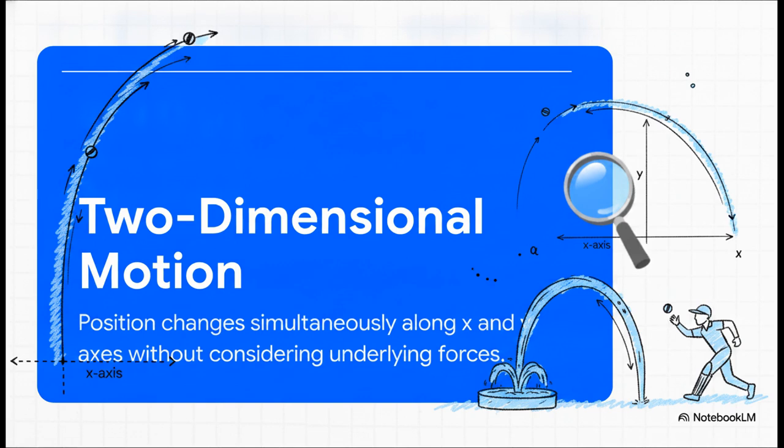Think of water beautifully arching out of a fountain, or maybe a cricket ball thrown sharply to a batsman. Both objects are moving forward and either up or down at the exact same time. And in kinematics, we strictly study this motion without worrying about the underlying forces causing it. We don't really care what pushed it, we only care about how it's moving right now.